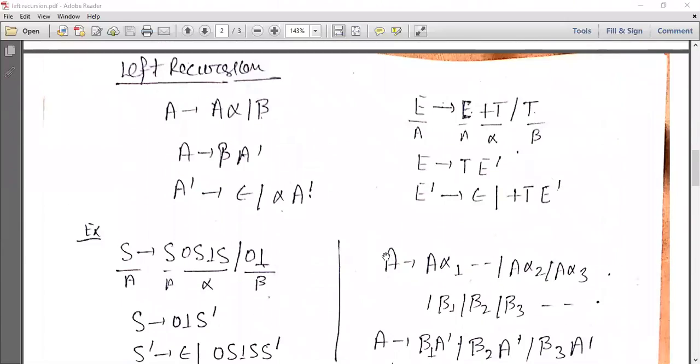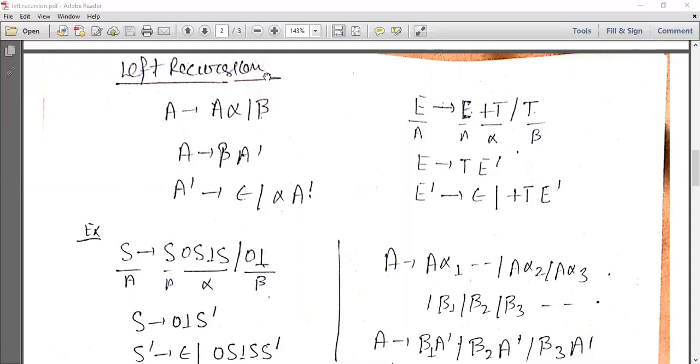Now the most important topic, left recursion. How to remove the left recursion? Left recursion means A tends to A alpha or beta. A always occurs on the left-hand side, so it is a left recursion. If A occurs on the right-hand side, meaning A tends to alpha A, that is a right recursion. We are dealing with left recursion only. So A tends to A alpha or beta is a left recursion. How to remove the left recursion? There is a formula: A tends to beta A dash, and A dash tends to epsilon or alpha A dash. This is the formula. We don't discuss how to prove it; we focus only on the formula part.